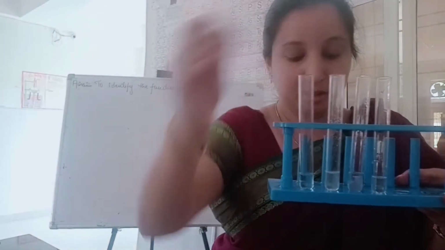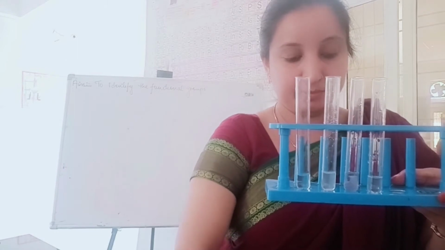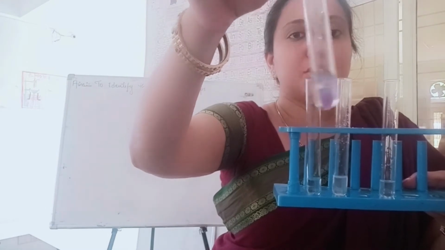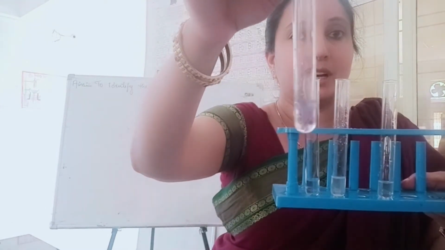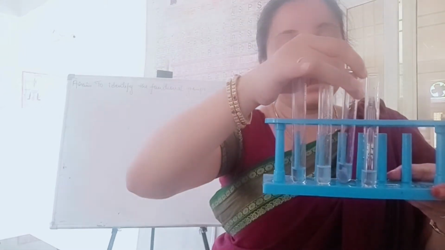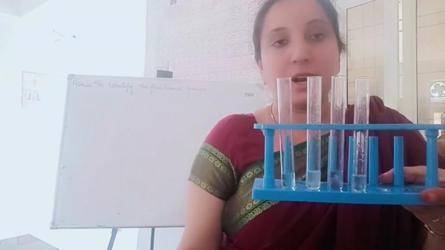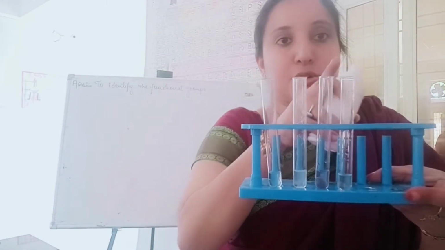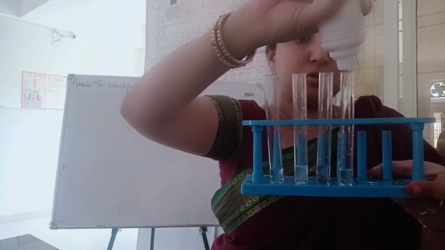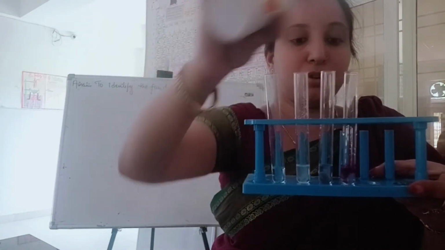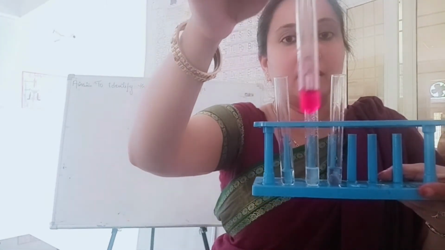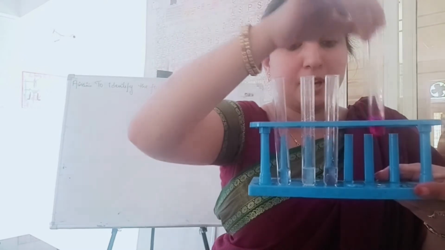Now let's look at the red litmus paper. As soon as we added the red litmus paper, the color changed to blue. It shows that the given sample is basic in nature. Now in my 4th test tube, I am adding a phenolphthalein indicator. Let's see whether anything happens. On adding phenolphthalein, the color changes to pink.